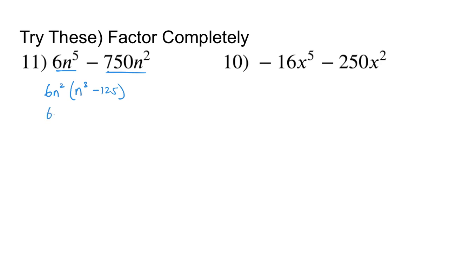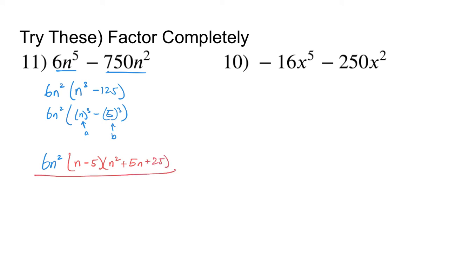And then when I look on the inside of those parentheses, again, I'll recognize that that's n to the third minus 5 to the third. And I have my a value and my b value right there. So don't drop the 6n squared. That's got to be there. But then we'll write the rest of it. So it'll be a minus b, so n minus 5, times n squared plus a times b, 5n, plus b squared, 25. So this whole long thing is the solution to number 11.